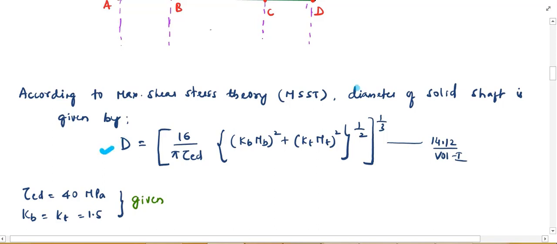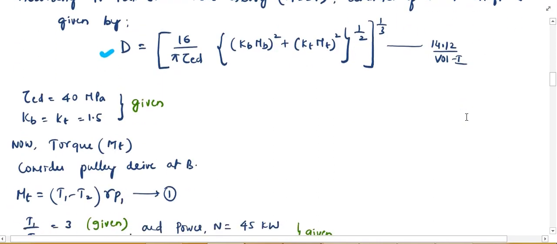According to the maximum shear stress theory, the diameter of the solid shaft is given by this equation: d equals the cube root of 16 by pi tau_ed times the square root of (Kb Mb) whole square plus (Kt Mt) whole square. That is equation 14.12, volume 1, from Dr. K. Lingaiah's data handbook. Tau_ed is equal to 40 MPa, which is given data, and Kb equals Kt equals 1.5, also given.